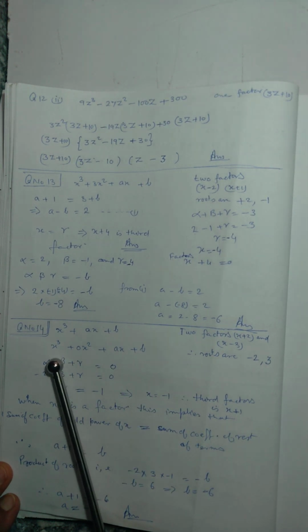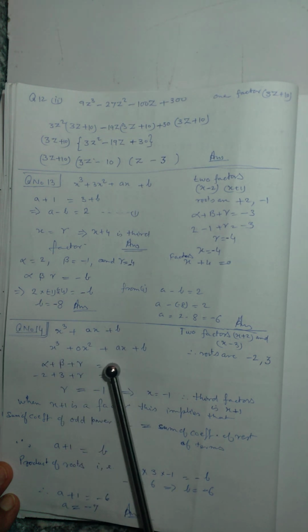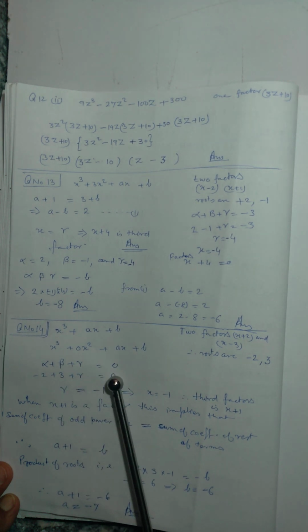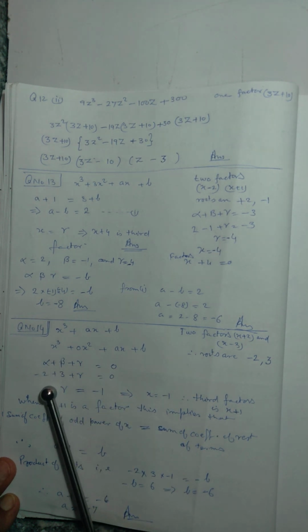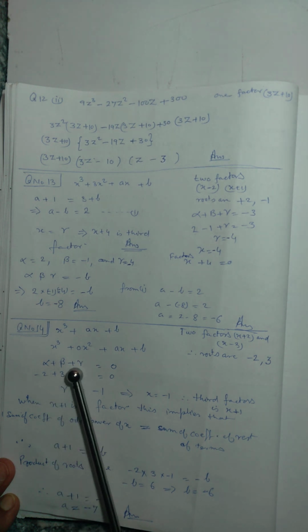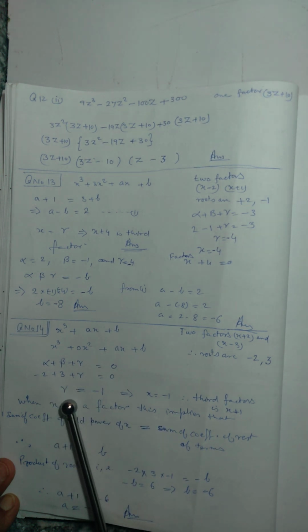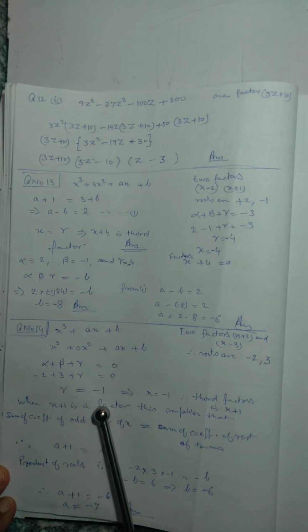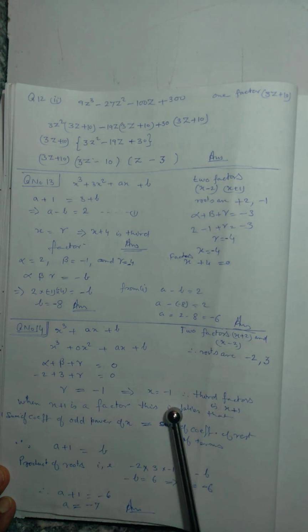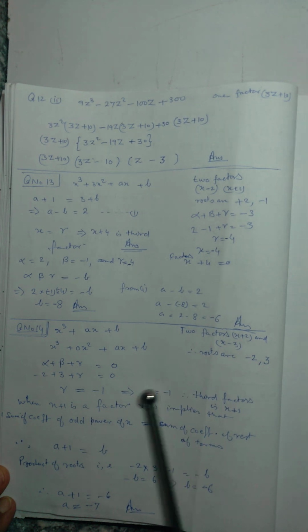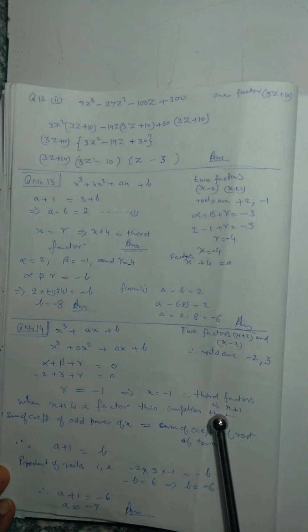Now you see, x cube plus 0x square plus ax plus b. So sum of the roots, alpha plus beta plus gamma, is equal to 0. But here we have got alpha is minus 2, beta is plus 3 and gamma is not known. So after solving it, just transpose this, you will get the value of gamma, that is equal to minus 1. So x is equal to minus 1 is the third root. Now we transpose this, so x plus 1 is one of the factors.